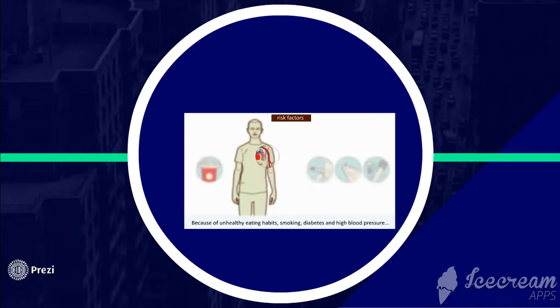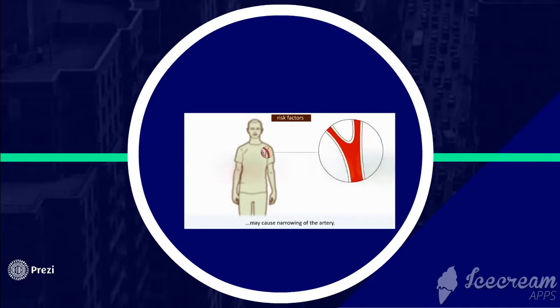Because of unhealthy eating habits, smoking, diabetes, and high blood pressure may cause narrowing of the artery. Blood clots easily form over these narrowings, which results in various forms of thrombosis, causing heart attack and stroke, etc.